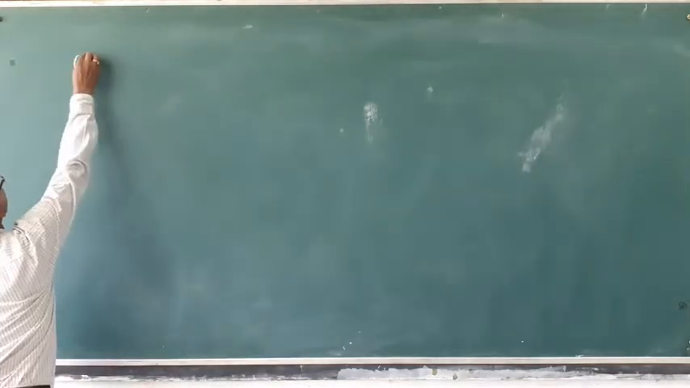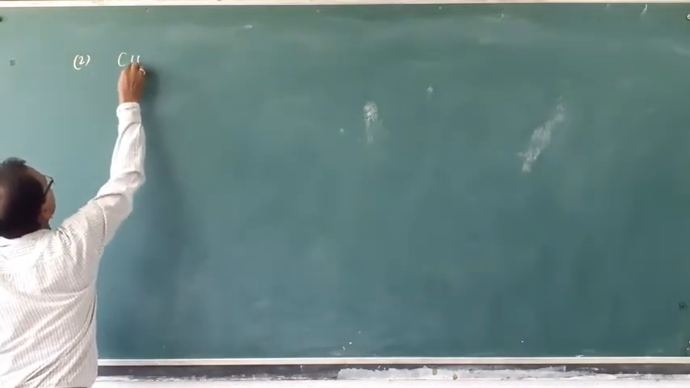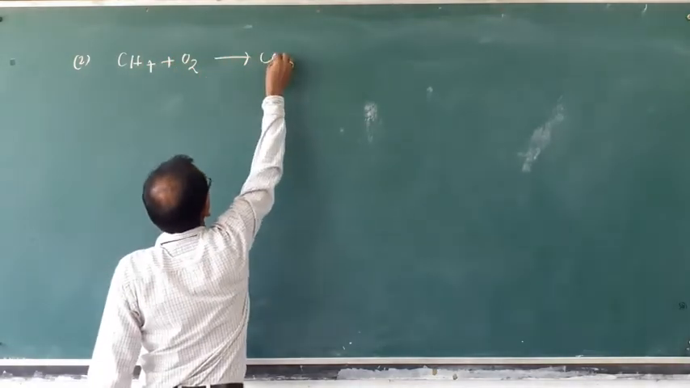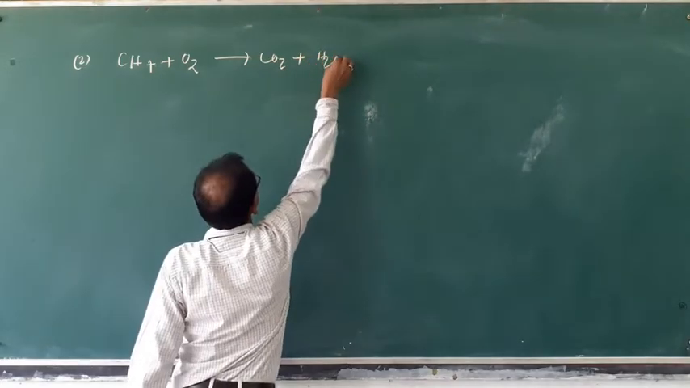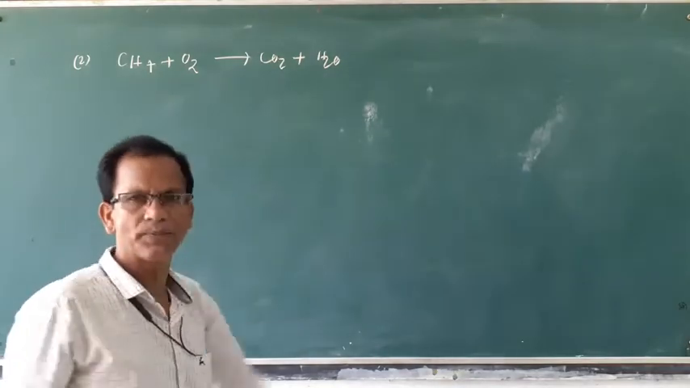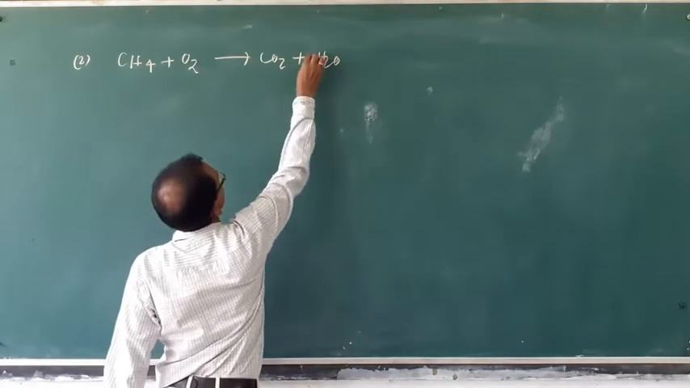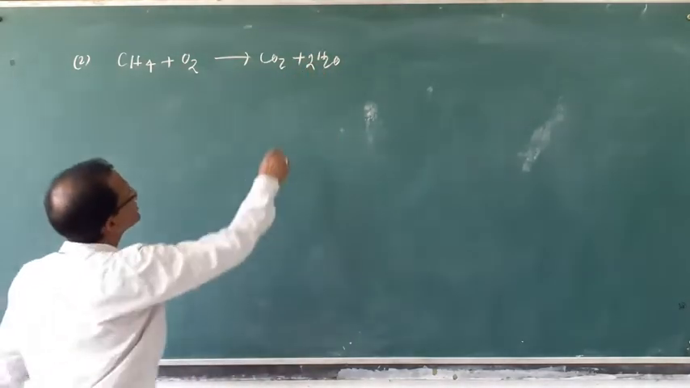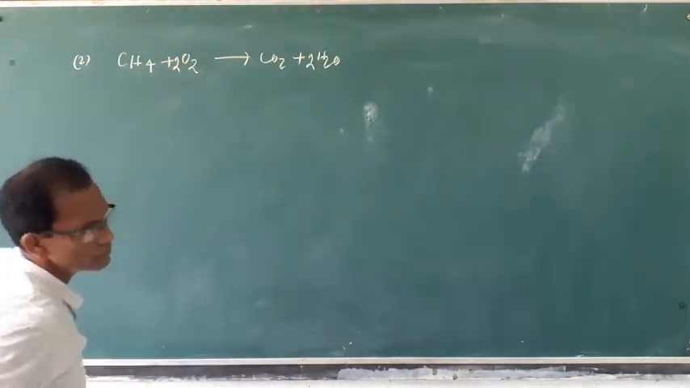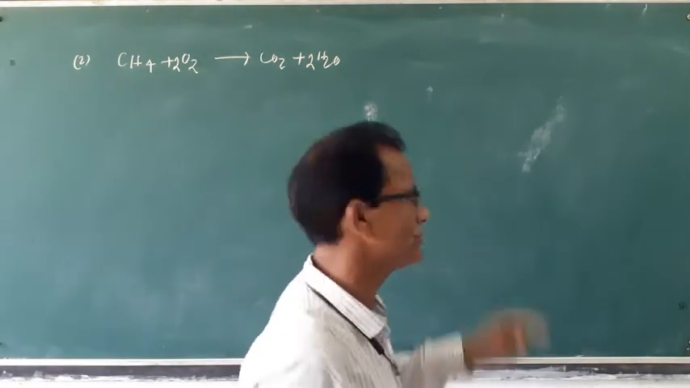Here methane burns in presence of oxygen forming carbon dioxide and water. If any reaction is given, first you check whether it is balanced or not. Here 4 hydrogen, here 2 hydrogen, multiply by 2 first. Then oxygen, how much? 2 and 2, 4, here oxygen 2, multiply 2. So this is the balanced equation. Equation should be balanced. Without balancing, don't do stoichiometric calculation.